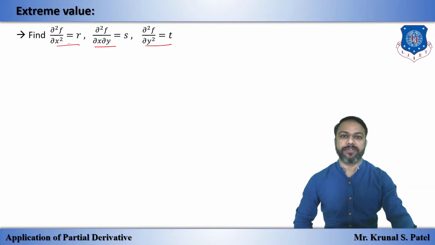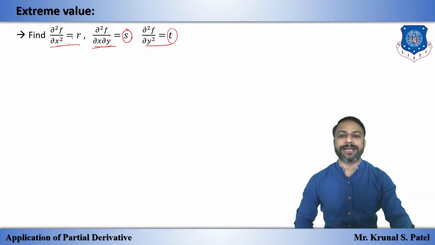That means r is the differentiation of the given function partially with respect to x two times. s is the differentiation of the given function two times, that means one time with respect to x and one time with respect to y, partially one by one. And t is the differentiation of the given function partially with respect to y two times.